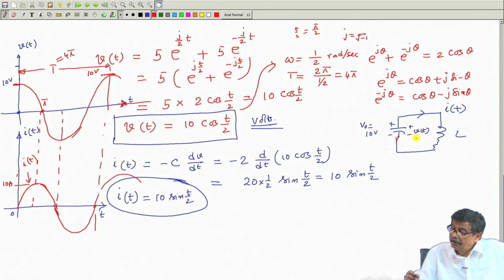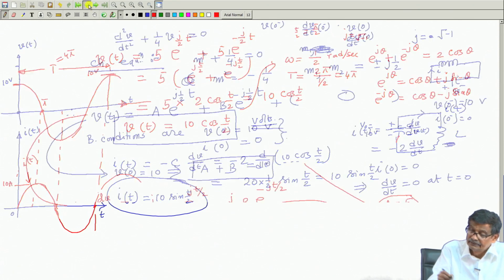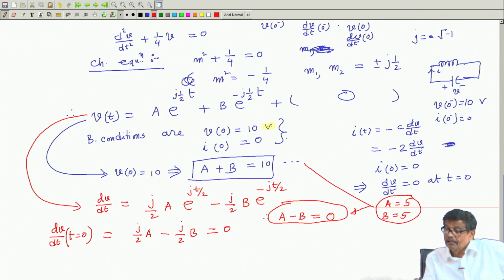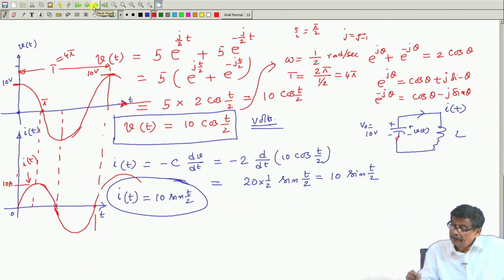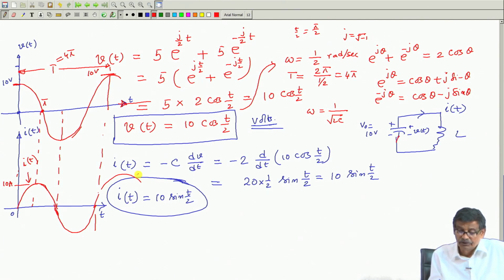What is the value of omega? Omega value is 1 over root over L C. Omega value you can easily see: L and C were 2 each. So, this omega is also equal to 1 over root over L C. You can easily show that. Anyway, it will do like that.